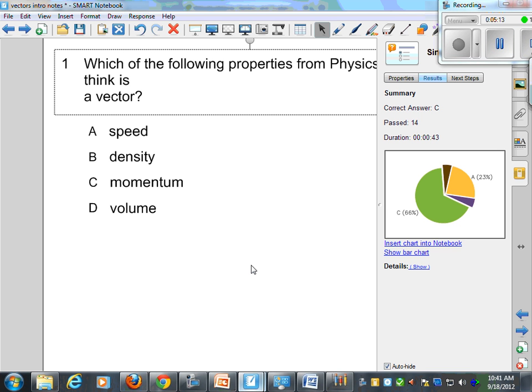It can't be speed because the vector version of speed is velocity. Density is like 47 grams per cubic centimeter north. That makes sense. Momentum has a direction, right? If I run into Sean, I have a certain momentum in that direction. Volume is just like a liter or some other cubic centimeters, right? So the correct answer, yes, is C, momentum.